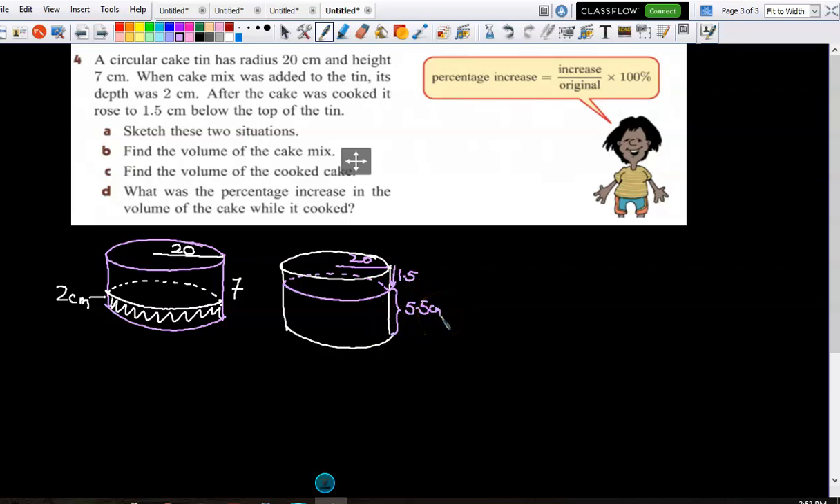You can almost smell it. All right. Sketch the 2 situations. Done. Find the volume of the cake mix. We agree this would be the mix. All right, so how do we get the volume of the mix? It's still a cylinder, would you agree? So pi r squared times height. What is my radius? 20. That's not changing. What is my height?